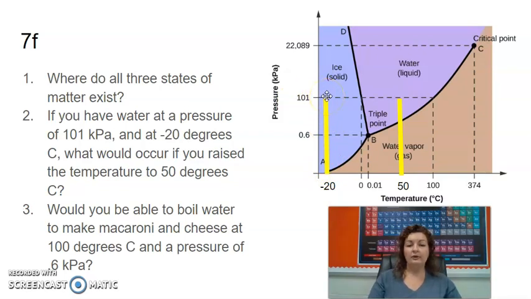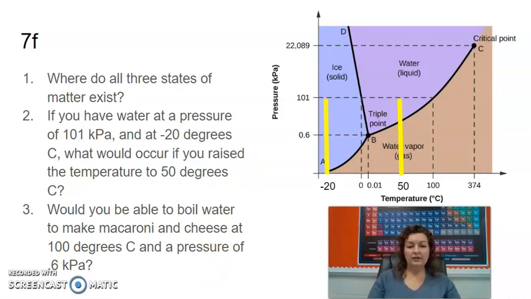It says, what would occur if you raise the temperature all the way to 50 degrees? It didn't say I'm changing my pressure, so my pressure is still going to be at 101. But now I need to estimate, where is 50 degrees? Well, I said it's around here. So if I go up from 50 degrees, now I'm here. Essentially I went from this spot and traveled over here. So I was a solid and I traveled across that line and became a liquid. A solid traveling to a liquid is melting, right? So it would have melted and gone to a liquid phase, and that's what you can put for your answer.